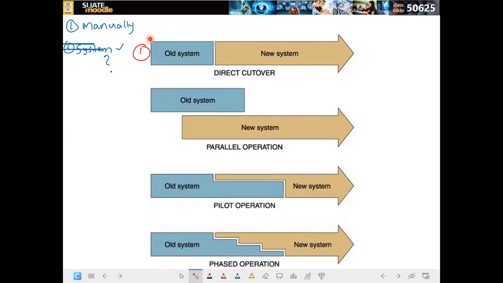Here we have been using the old system for a long period of time. Then we made another system, a new system. Now from a certain day, we completely stop the previous system and we move to the new one, right?